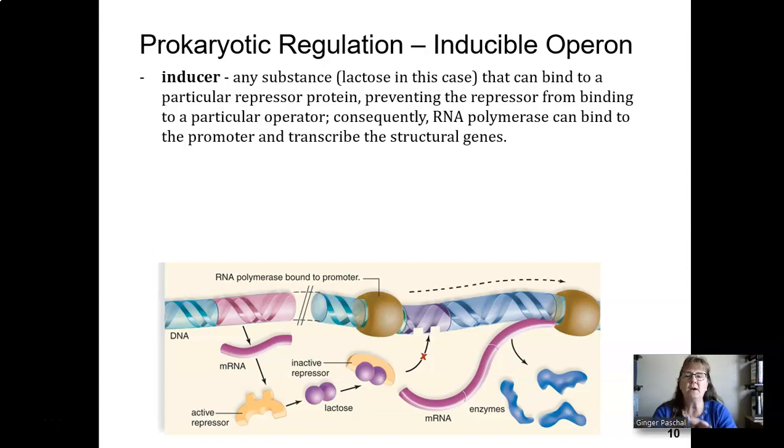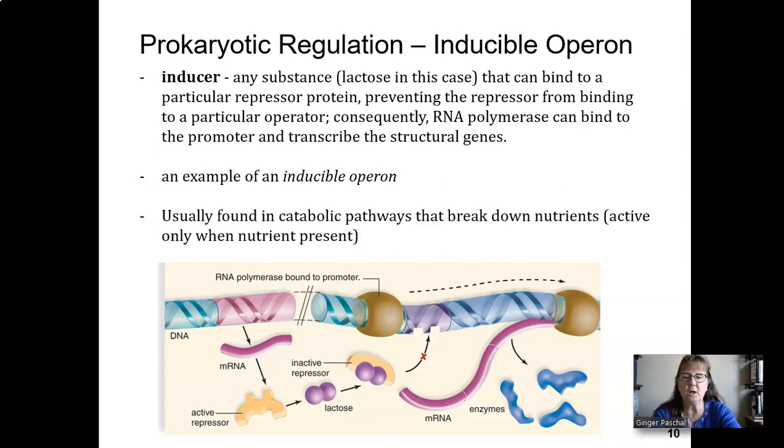So we have something called an inducer. An inducer is any substance, which in this case is lactose, that can bind to a particular repressor protein, preventing the repressor from binding to a particular operator. Consequently, RNA polymerase can bind to the promoter and transcribe the structural gene. So an inducer in this case would be the lactose. This is an example of an inducible operon because it's in the off position, but we can force it to turn on. That's why we call it an inducible operon.